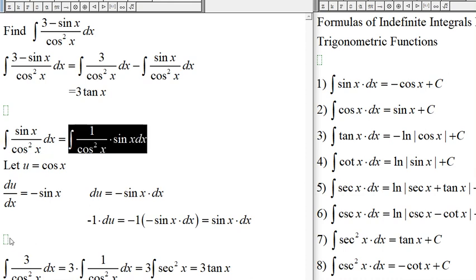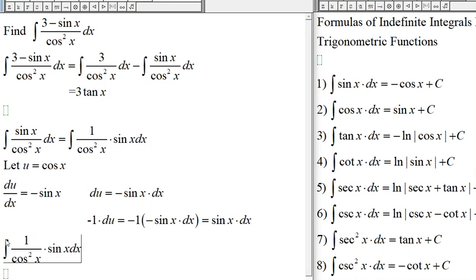And now we're ready to make the substitution. We let U be cosine of x, and so cosine squared of x will be 1 over U squared. And then sine of x dx is negative 1 du. Again, the negative 1 is a multiplication constant, so we can move it and place it in front of the integral. And this is 1 over u squared, so we'll rewrite it as u to the negative 2, so we can use the power rule.